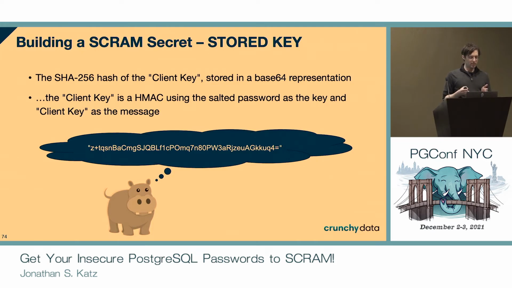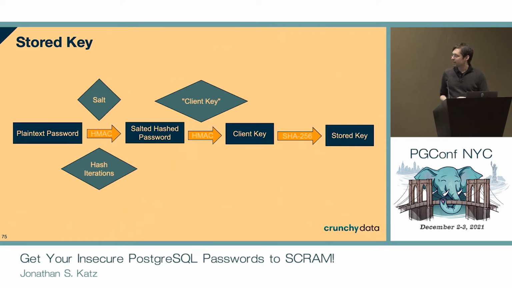The first thing we build is something called the stored key. And the stored key is the SHA-256 hash of the client key. OK, well, what's the client key? The client key is an HMAC using the salted password as the key and client key as the message. What? So I figured a diagram's a little bit more helpful and actually kind of recaps where we are at this point in terms of our password storage.